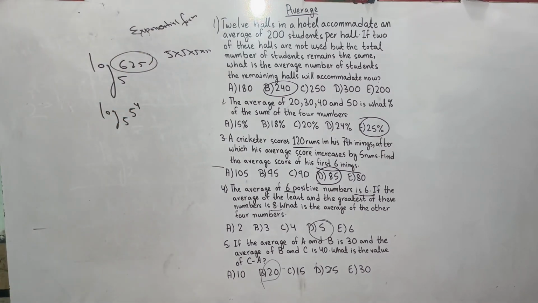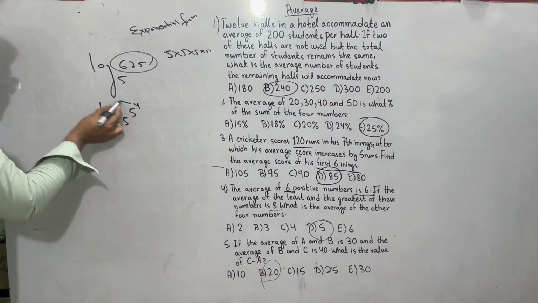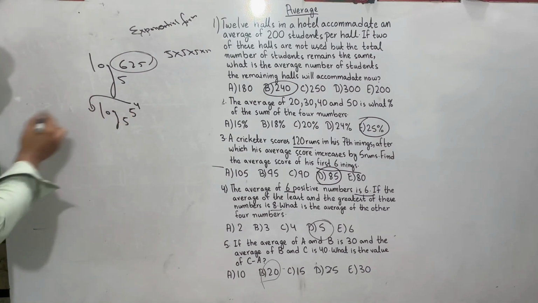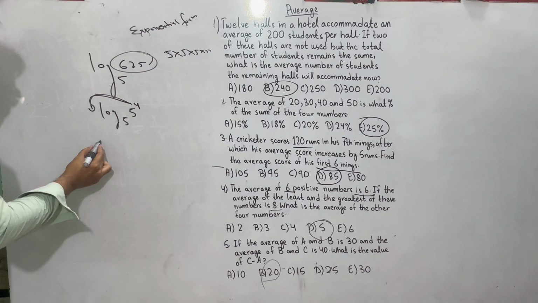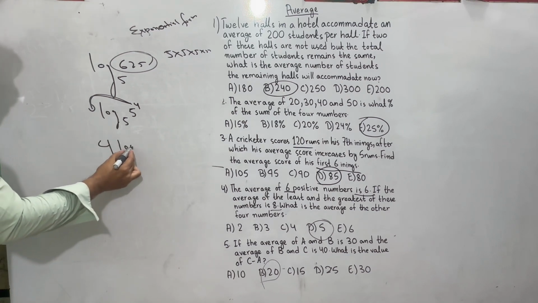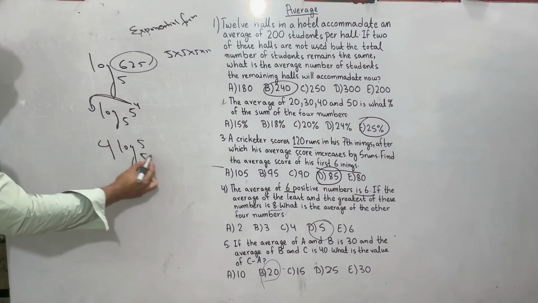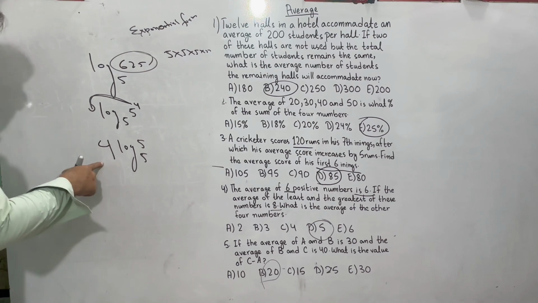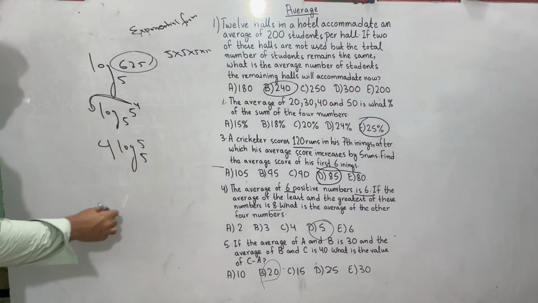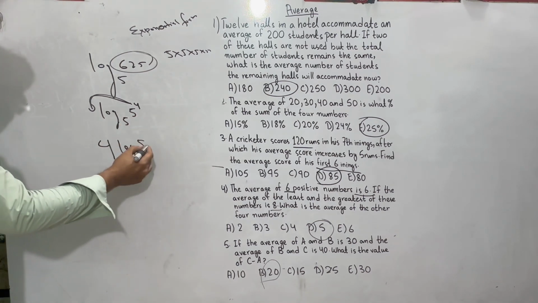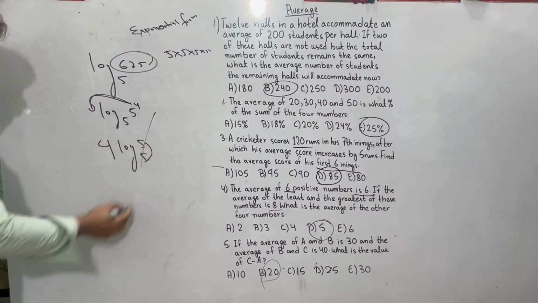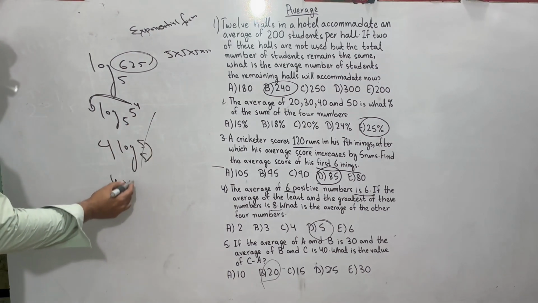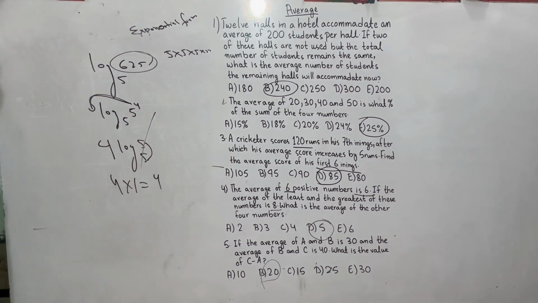It is a property of log that a power can be converted to a coefficient. So we can write 4 times log of 5 at the base 5. When both of these are the same, log is equal to 1. So 4 times 1 is equal to 4.